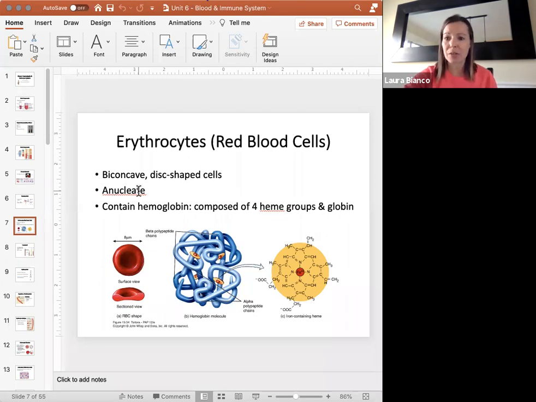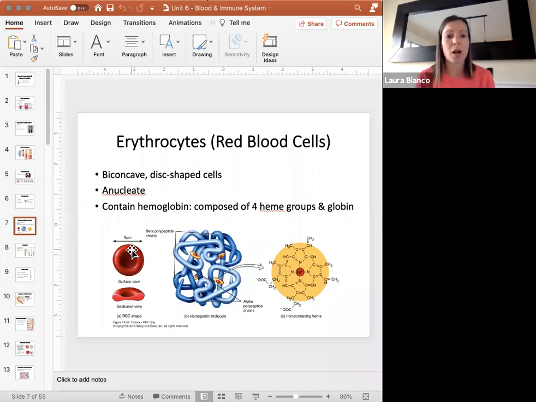It does have a benefit though. And that benefit is that it allows more room for hemoglobin. Red blood cells are filled with hemoglobin, which is a protein shown here, which carries oxygen. And that is the primary function of the red blood cells. Because they contain so much hemoglobin, they can carry a lot of oxygen. Also, since these red blood cells don't have mitochondria either, which is another type of organelle, they are not performing aerobic respiration.